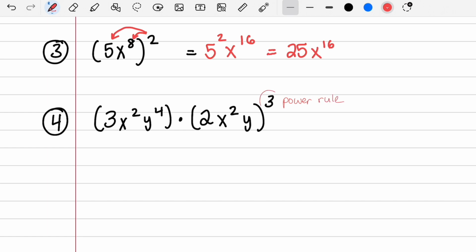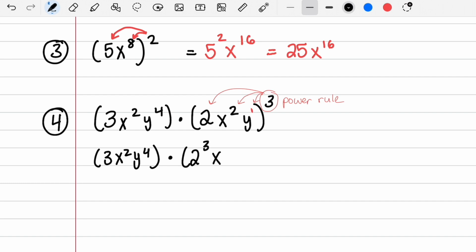I'm going to take this little 3 and I'm going to distribute it to the 2, the coefficient, the exponent 2, and hopefully you saw that there's an invisible little 1 right there. Now, when I do that, I'm just going to go ahead and rewrite this original side just so that I don't forget about it. The 2 becomes 2 to the power of 3, x, hopefully you wrote to the power of 6, y to the power of 3.